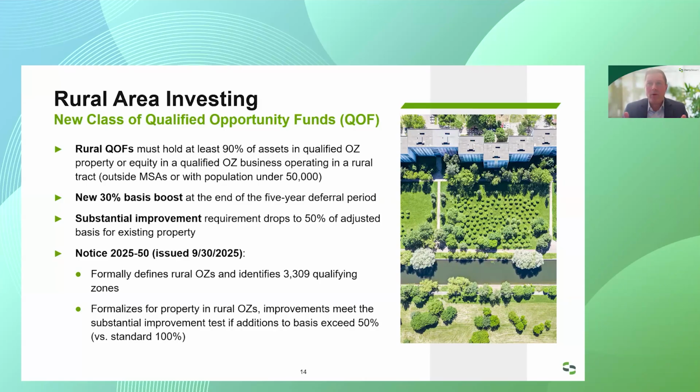As you know, the one big thing we're waiting on here is guidance, and we did get some guidance drop back on September 30th, notice 2025, that formally identified 3,309 qualifying rural zones that would qualify for these type of investments. And it also formalized the substantial improvement test to 50% versus the normal 100%.